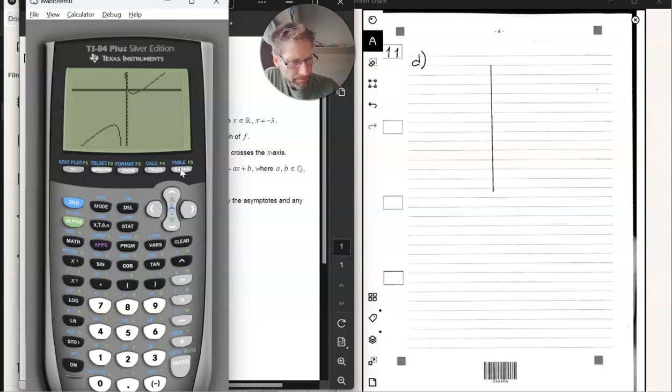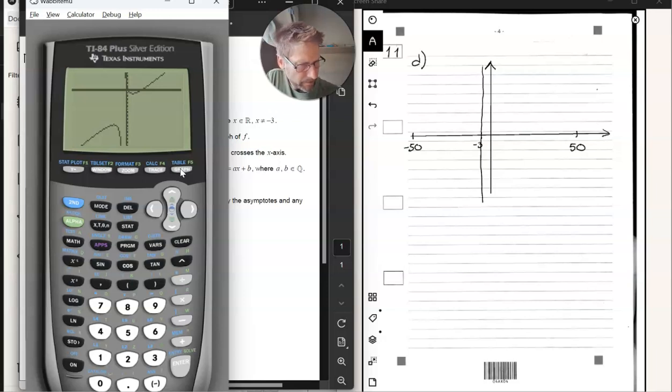Let's do a large coordinate system, and put some arrows on the axis. Say this is minus 50, and out here is 50. And the graph looks like, well, let's do the asymptote first. The asymptote was when x was minus 3, and this is the vertical asymptote right there. That is x equals minus 3, and that one is showing very clearly.